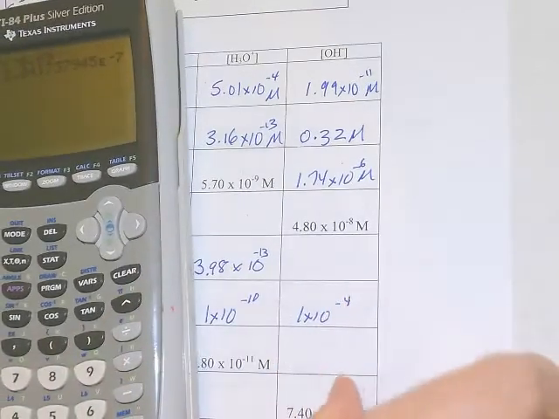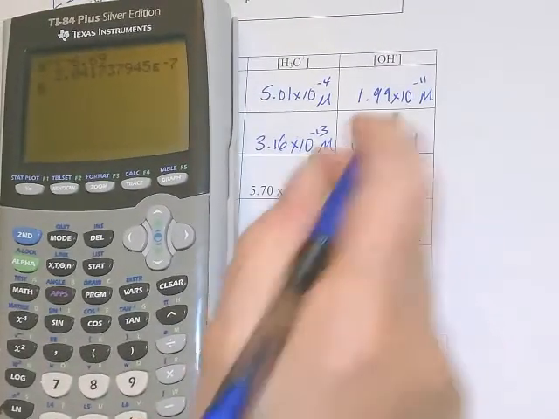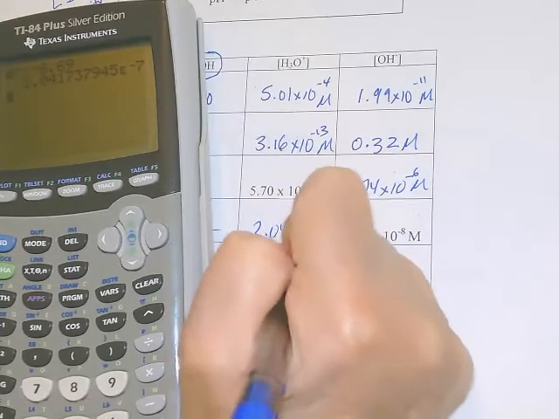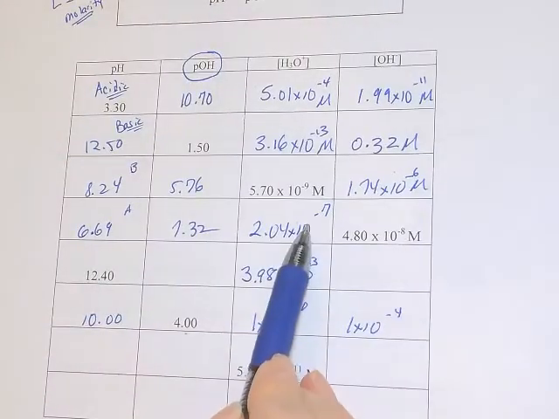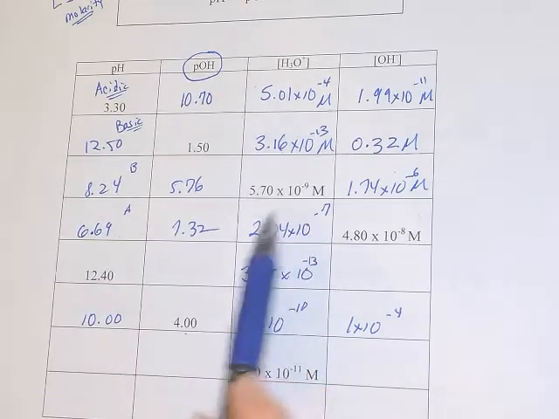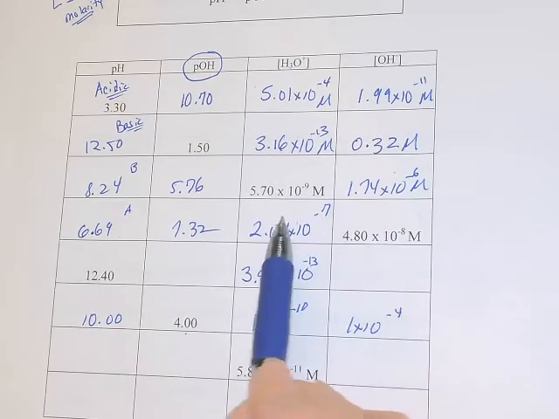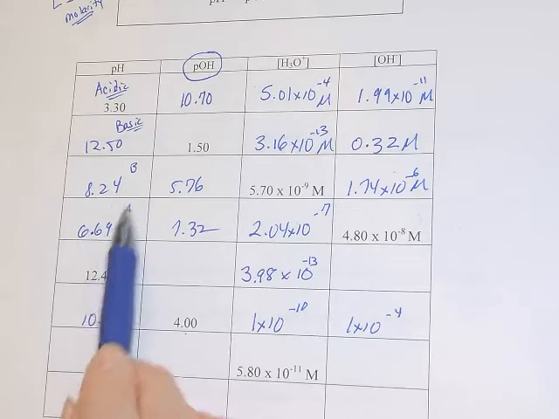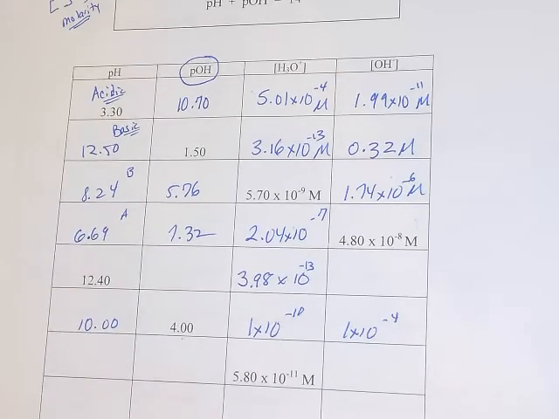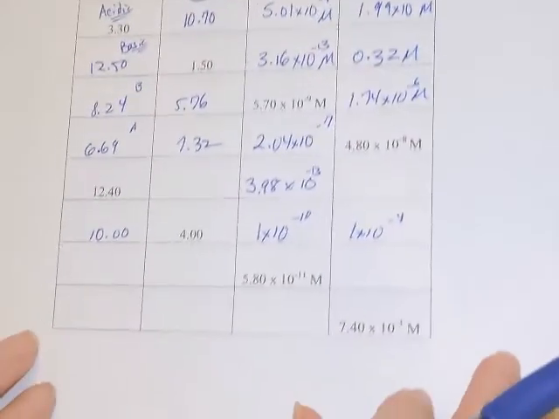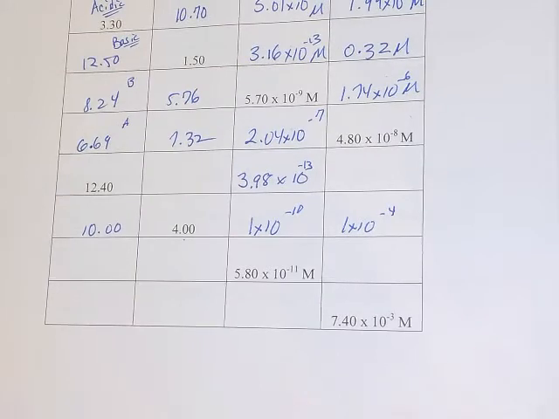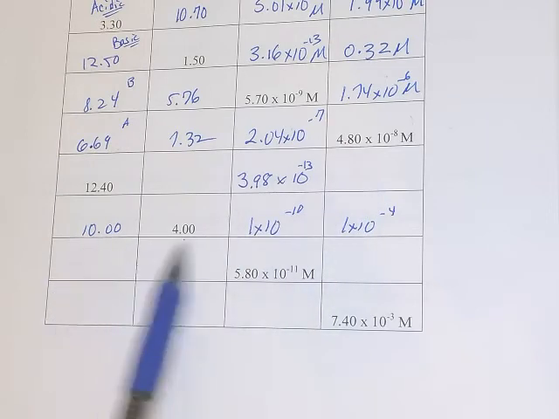So let's write that in. Let me scoot this over. 2.04 times 10 to the negative 7. So you can see you're very, very close to being neutral. Neutral will be 1 times 10 to the negative 7 for your hydroxide and hydronium ions. You are very close to that, but you're slightly more acidic at 6.69. So I'm going to slide the rest of these up, and I want you to finish filling in the remaining answers, and then we'll talk about them.